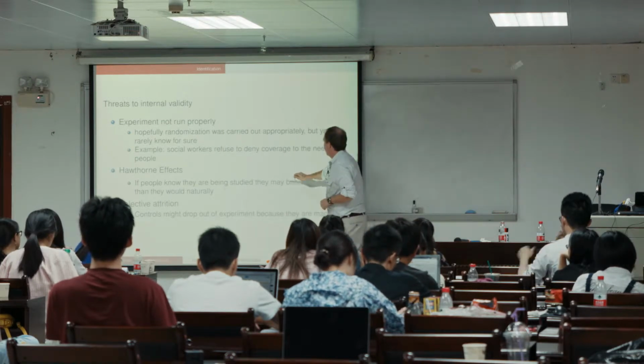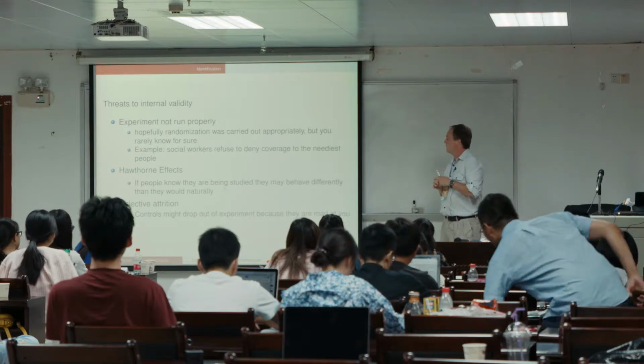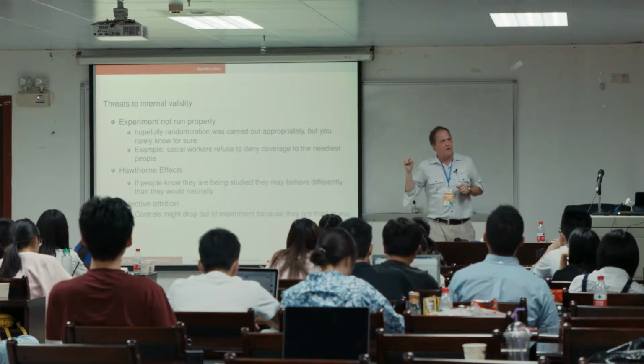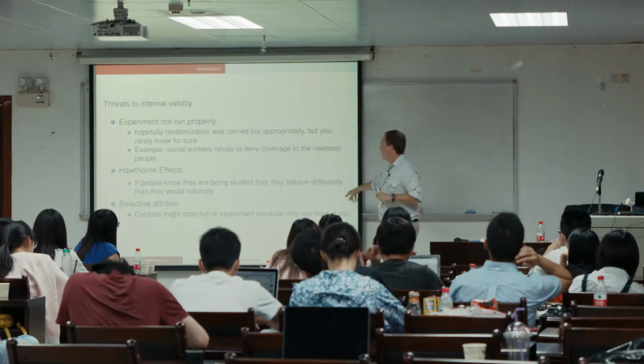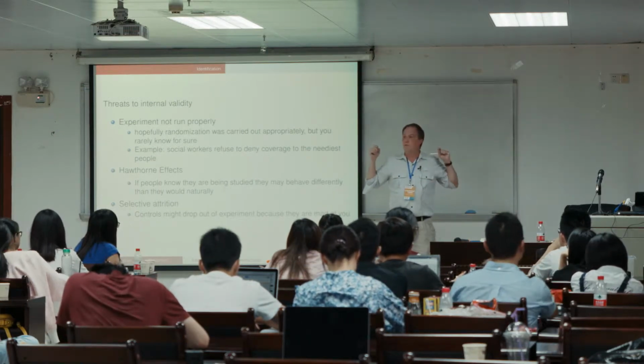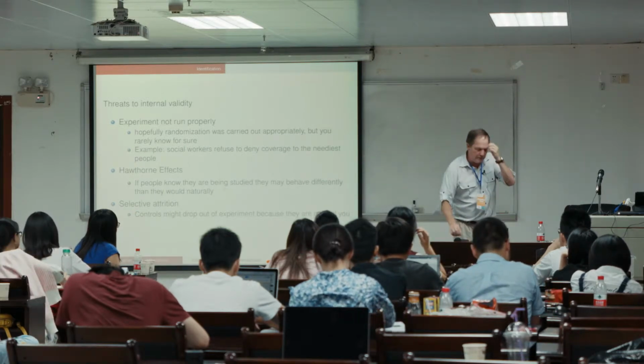So this is something else that can ruin an experiment or can screw up internal validity. The third thing, which is often a really, really big problem, at least in the kind of experiments that I tend to look at, is selective attrition. So what is selective attrition?